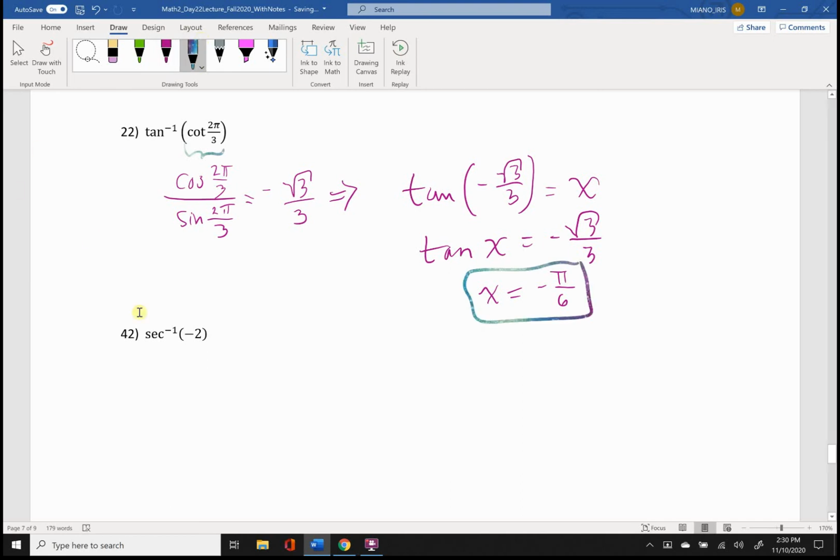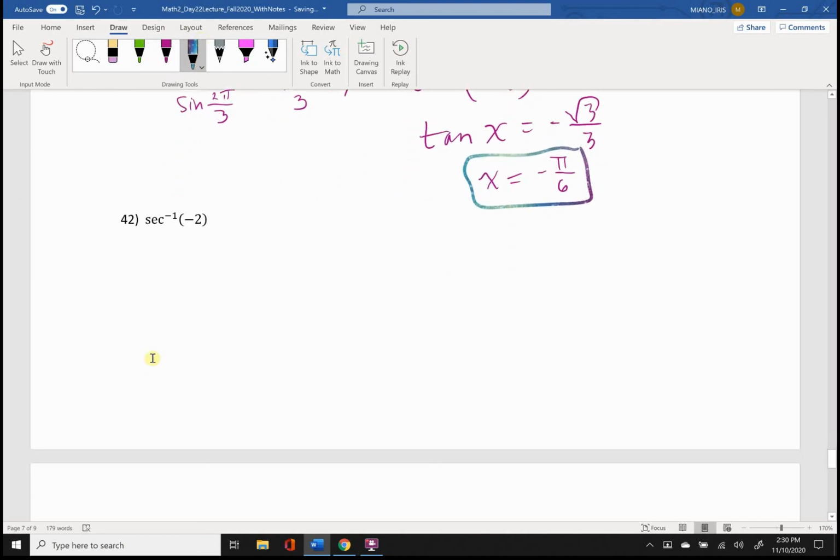All right, number 42. This one's a little bit simpler. Same instructions though, we're just going to find the exact value of it. I'm going to go straight to affixing my dummy variable here. Say it's equal to x, so that means that the secant of x has to equal negative 2. Well, that means 1 over the cosine of x has to equal negative 2. Let's flip both of them over. That means the cosine of x has to equal negative 1/2.